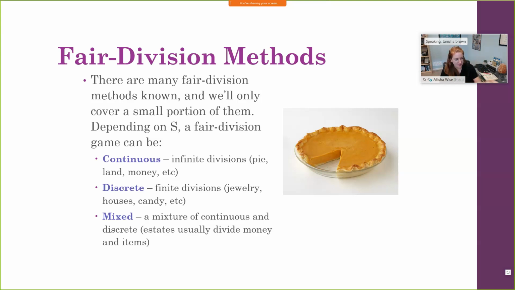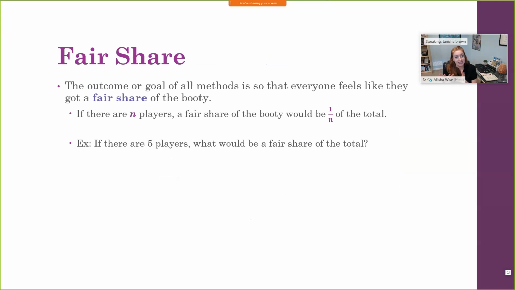So these are just kind of the ideas of it. Let's actually get into some calculations with fair division. So the outcome or goal of all methods is so that everyone feels like they have a fair share of the goods. So I want both of you to feel like, oh, I got a fair share of the goods and I'm happy and I'm going to walk away. I may not be getting the biggest and best share, but I still got a fair share for me.